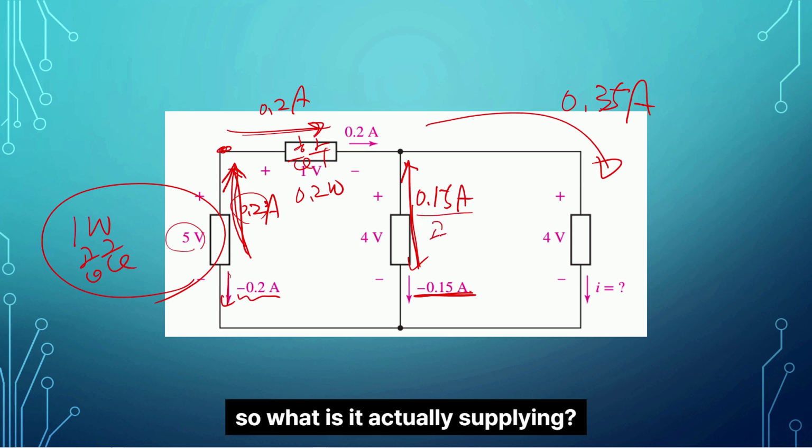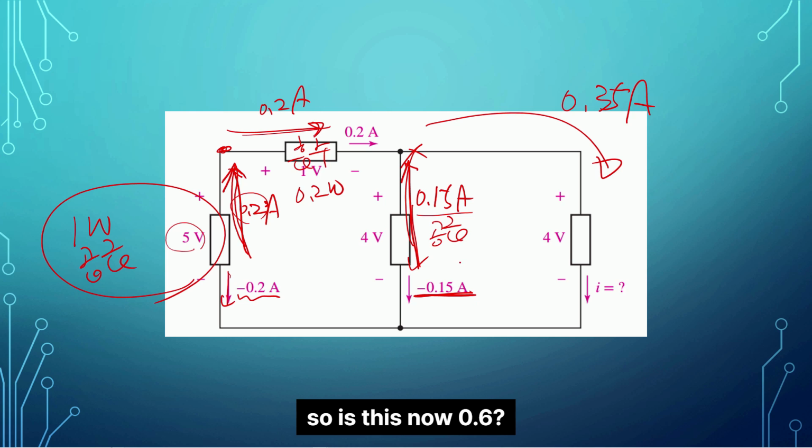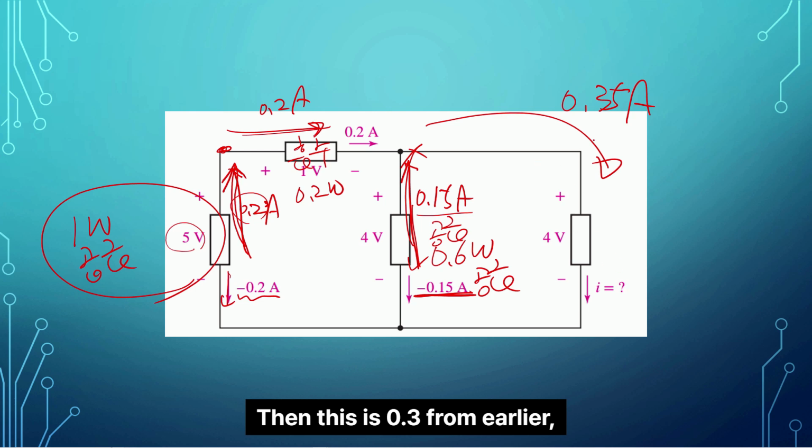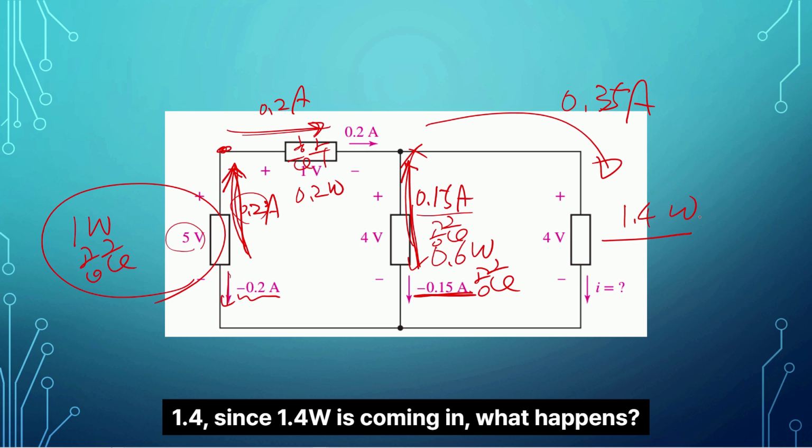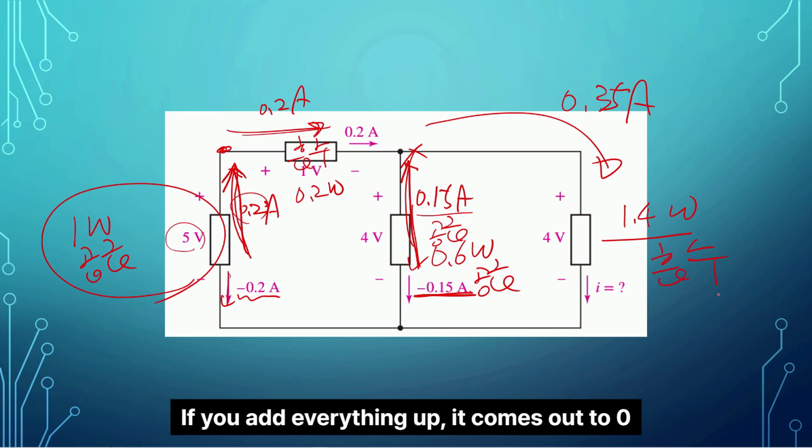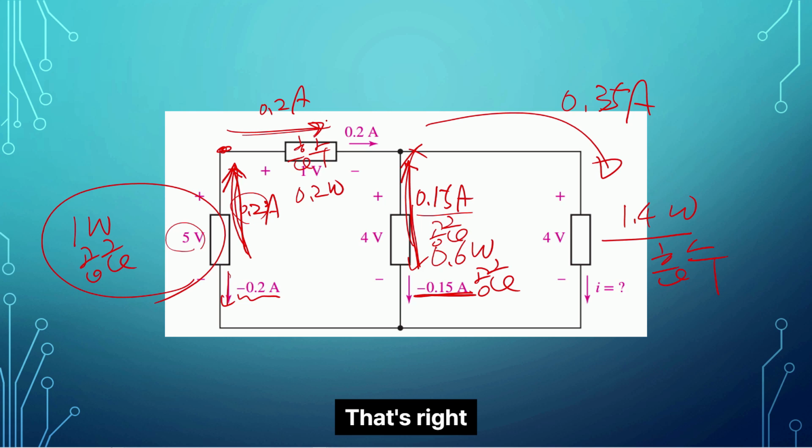So what is it actually supplying? The supply is going out like this. So is this now 0.6? Then this is 0.3 from earlier. So try multiplying it. 1.4. If you add everything up, the watts come out to 0. What happens? That's right.